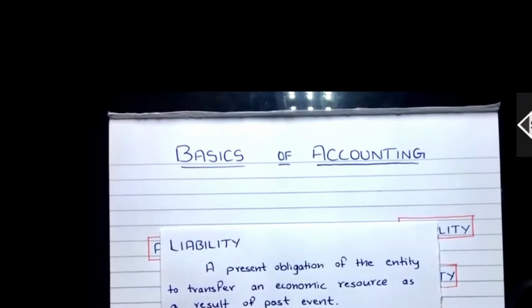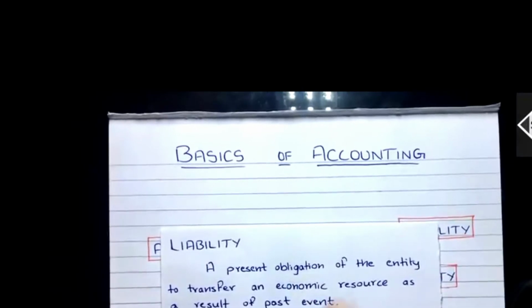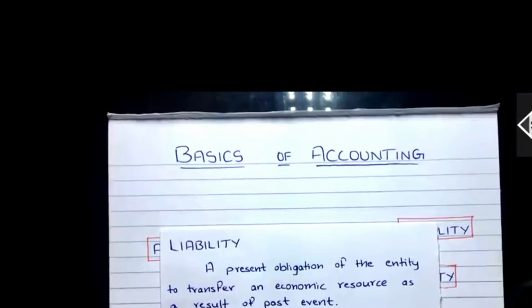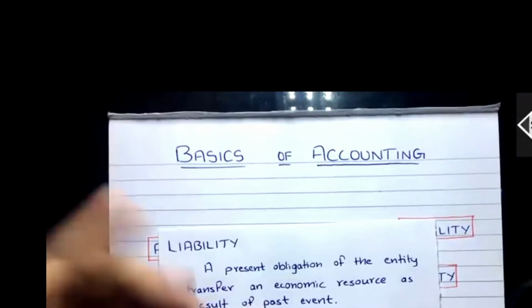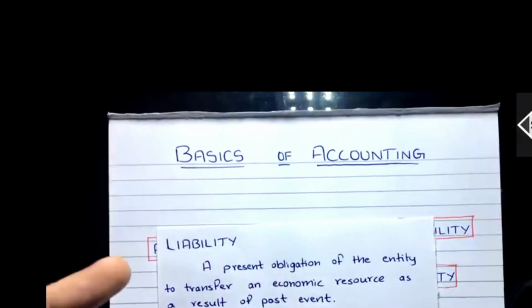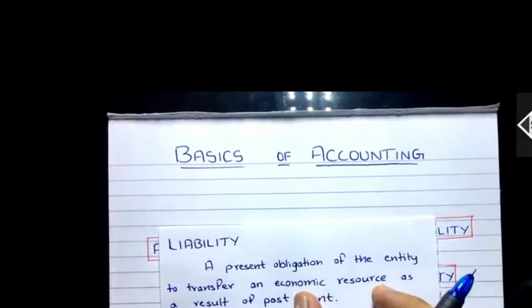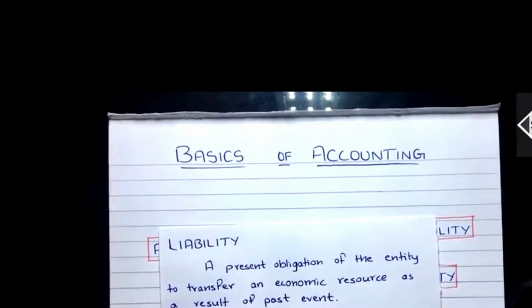For example, you purchased 10,000 worth of goods, and you didn't pay. Then you have a present obligation to pay that person, your supplier. So that is what the past event is. You purchased those goods. Now the present obligation is you have to pay somewhere in future. And what you have to pay? You have to pay him cash. So, transfer an economic resource. That economic resource will be money, the cash you have to pay in future.